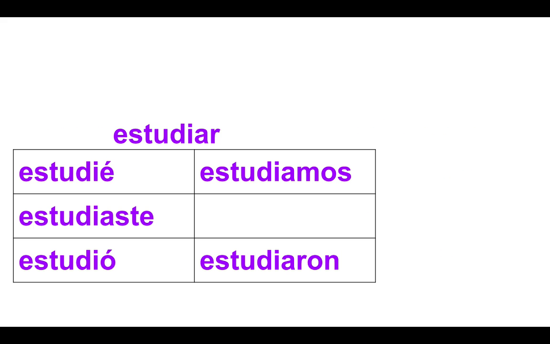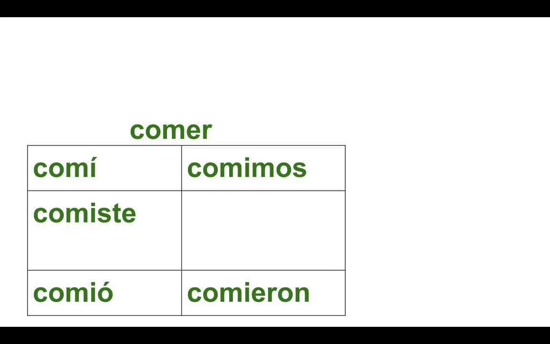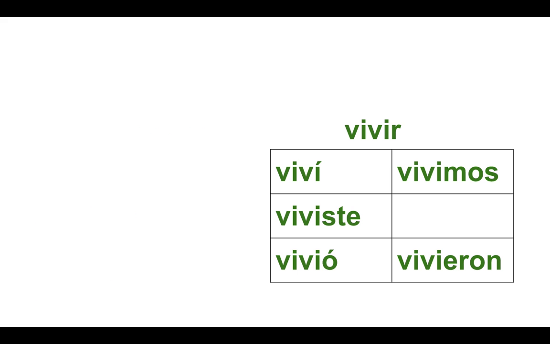Por ejemplo, estudiar. Yo estudié, tú estudiaste, él, ella, usted estudió, nosotros estudiamos, ellos, ellas, ustedes estudiaron. Comer. Yo comí, tú comiste, él, ella, usted comió, nosotros comimos, ellos, ellas, ustedes comieron. Y vivir. Yo viví, tú viviste, él, ella, usted vivió, nosotros vivimos, ellos, ellas, ustedes vivieron.